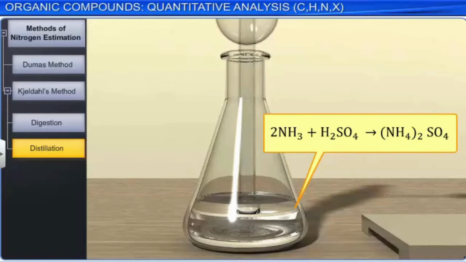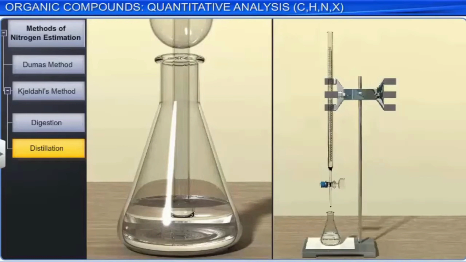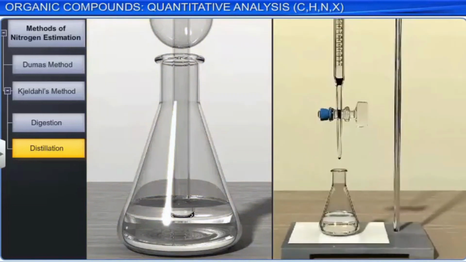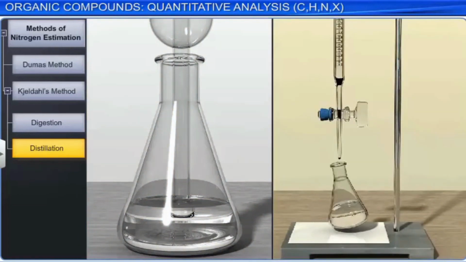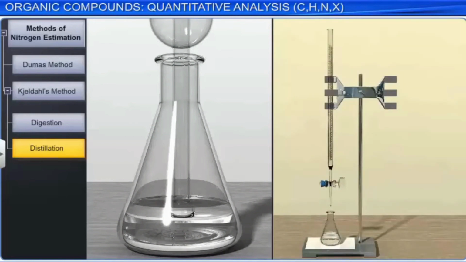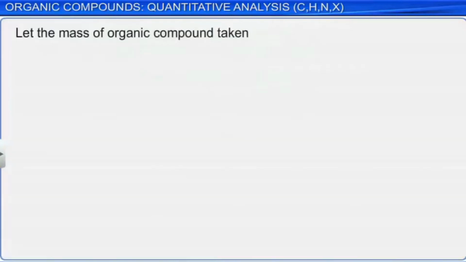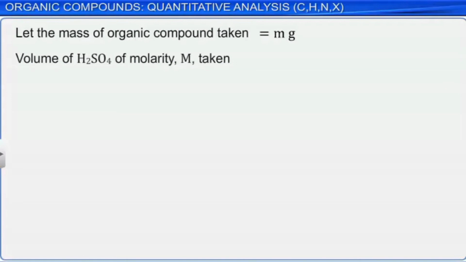Therefore, the amount of ammonia produced can be determined by estimating the amount of sulfuric acid consumed in the reaction. It is done by estimating the unreacted sulfuric acid left after the absorption of ammonia by titrating it with standard alkali solution. The difference between the initial amount of acid taken and that left after the reaction gives the amount of acid reacted with ammonia. Let's assume that the mass of the organic compound taken is m grams. The volume of sulfuric acid of molarity M taken in the flask is V ml. The volume of sodium hydroxide of molarity M used for the neutralization of excess acid is V1 ml.